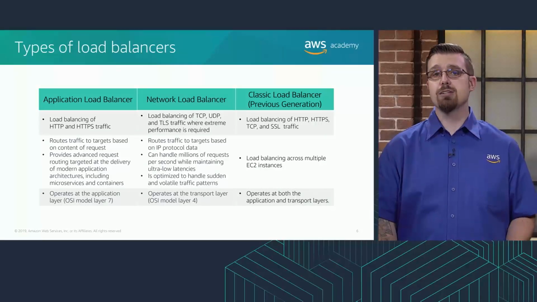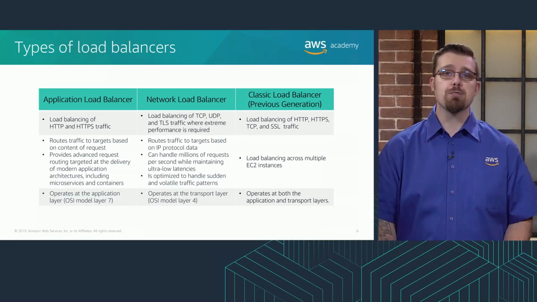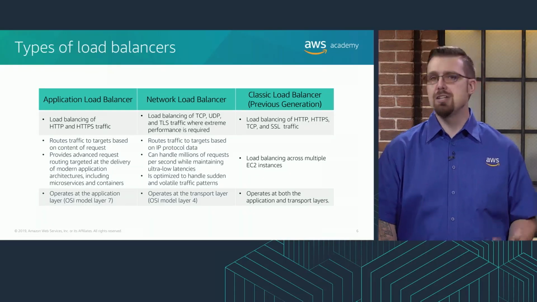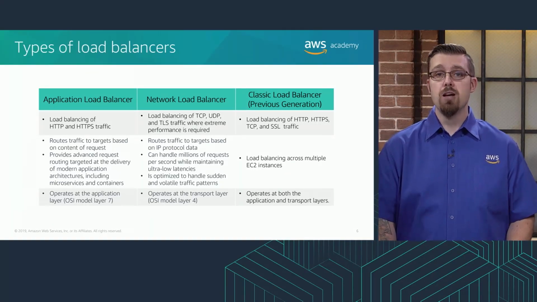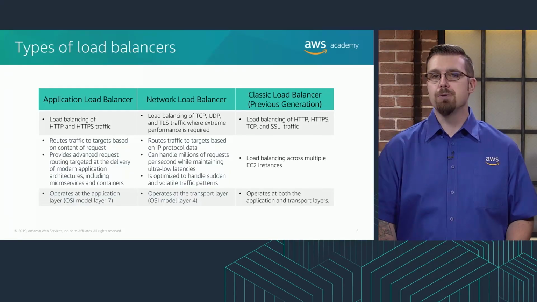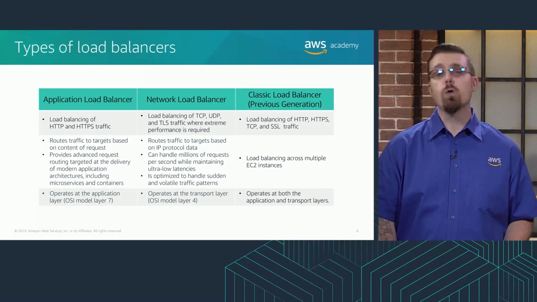Finally, a classic load balancer provides basic load balancing across multiple EC2 instances, and it operates at both the application level and network transport level. A classic load balancer supports the load balancing of applications that use HTTP, HTTPS, TCP, and SSL protocols. The classic load balancer is an older implementation, and when possible, AWS recommends that you use a dedicated application load balancer or a network load balancer.